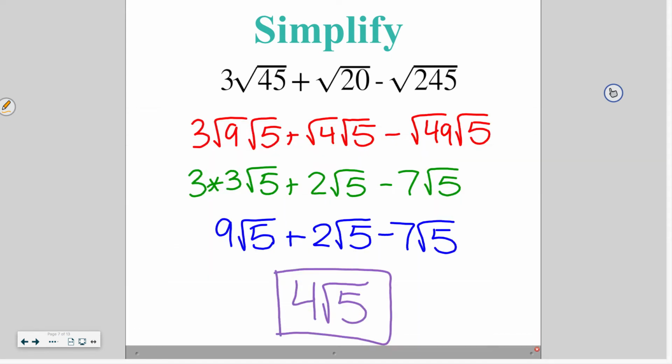In this case, your common factor was 5, breaking down each of them so they have a square root of 5 left over. You end up with 9 square roots of 5 plus 2 square roots of 5 minus 7 square roots of 5, giving us 4 square roots of 5.